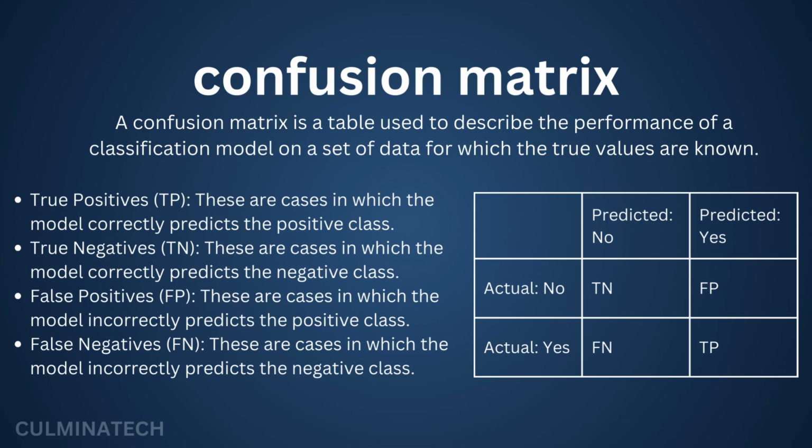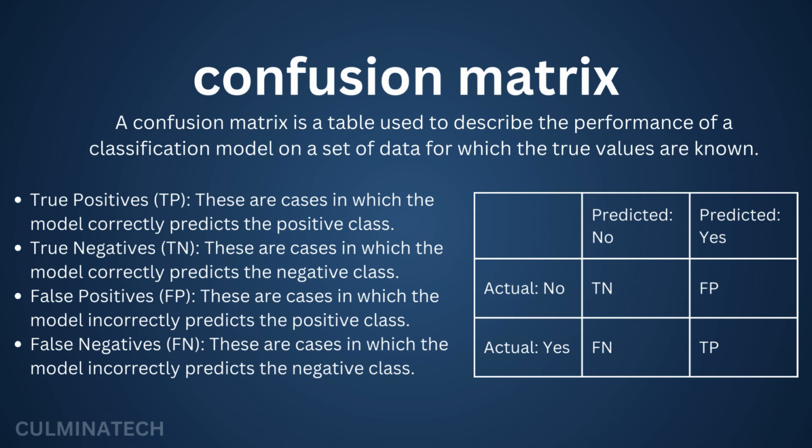Then we have true negatives. These are cases in which the model correctly predicts the negative class. For instance, if the model correctly predicts that a patient does not have a disease, these predictions are true negatives. Remember, healthy is the negative class in our example. So if the system says does not have a disease, that means this person is healthy, and you confirmed and checked that that person was healthy, that's a true negative.